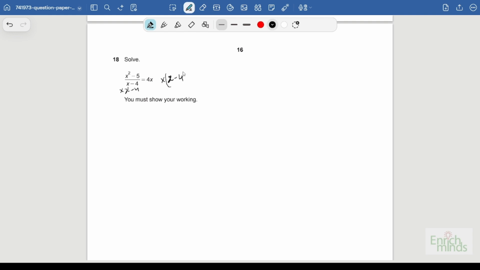So you get rid of the denominator here. So you have x squared minus 5 on the left side, and on the right side we have 4x times x minus 4. Make sure you put it in brackets so that you're multiplying 4x to every term inside the brackets. So when you expand this term, you have 4x squared minus 16x. And here we have x squared minus 5.